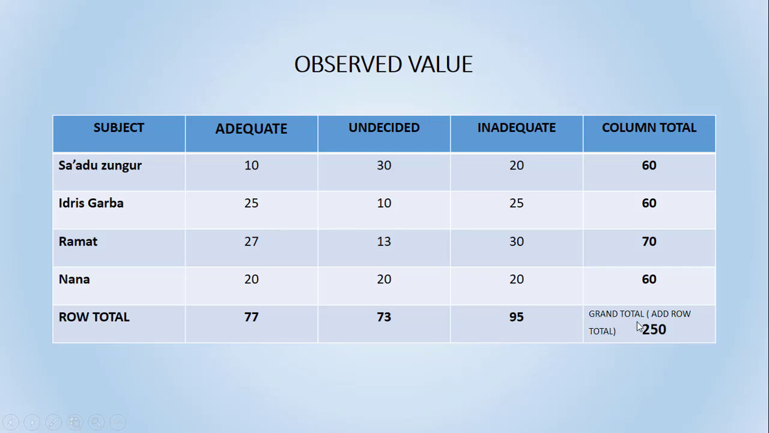Now, how did I get the grand total? You see here there's a grand total. Grand total is you add up the total number of rows. Now we got 77 as our row total of adequate, 73 as our row total of undecided, and 95 as our row total of inadequate. So you add it up: 77 plus 73 plus 95 gives us 250.